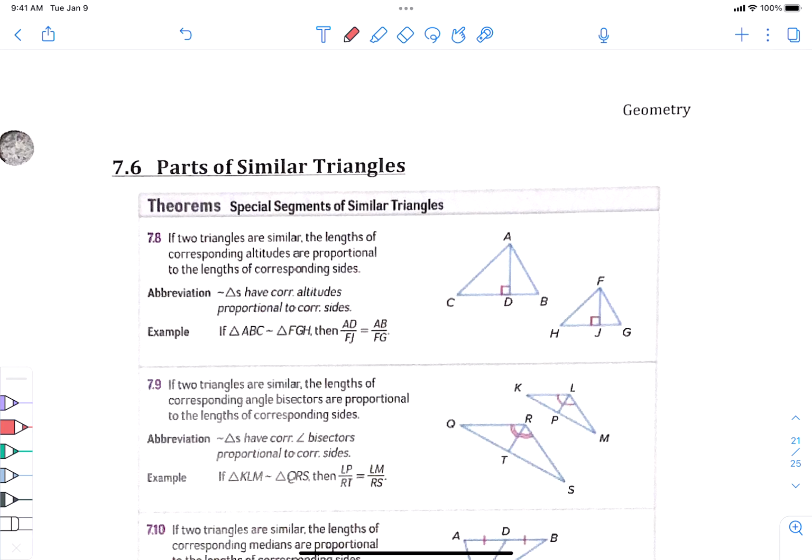All right, this is for Haley, 7-6, geometry. This is the last section of the chapter.